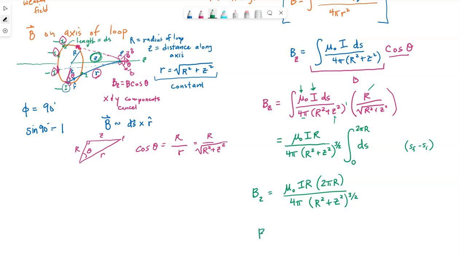And of course, on top, we can combine and simplify and end up with the 2 in the bottom. And then r squared, because we end up with that capital R times the capital R, to the 3/2 power. Now, this equation is in the test notes called B of a loop.